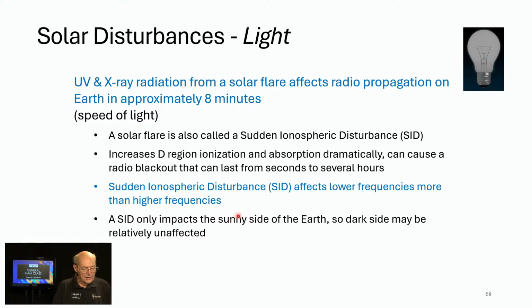A sudden ionospheric disturbance affects lower frequencies more than higher frequencies. And the next point kind of goes, it's reasonable, as SID only impacts the sunny side of the Earth, because the dark side of the Earth, opposite of the sun, can't see that light coming its way because the Earth is shielding it.